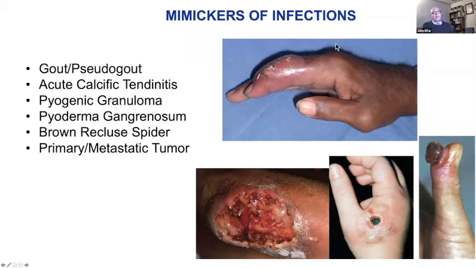There are some things that we need to talk about, which are mimickers of infections, not actual infections. Look at this gouty finger. Now, I showed you this picture at the beginning of the talk. This is a gouty finger. This isn't infected. Debridements of these gouty fingers can be done. Sometimes they're fraught with complications and they're headaches later.